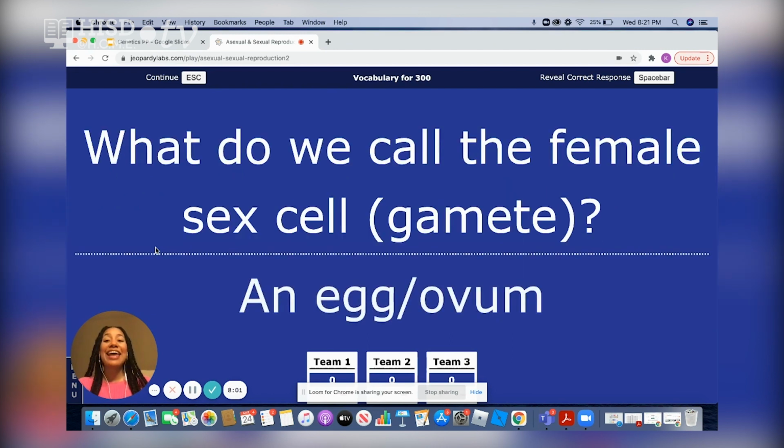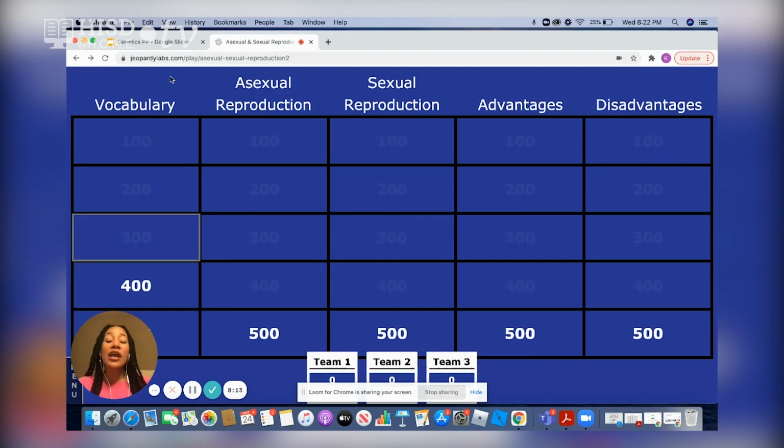Correct. We call it an egg. So now that we have reviewed sexual and asexual reproduction, the key points we want to remember are, one, asexual reproduction requires just one parent. An advantage of asexual reproduction is that it's usually pretty fast.